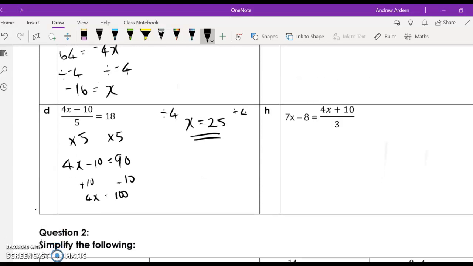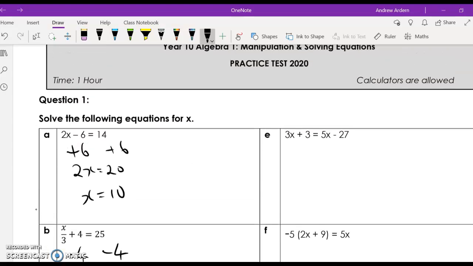Letter E. This is where I have x's on both sides, collect them together on one side, so I will take away 3x from both sides. Not to say I couldn't have taken 5x from both sides, that would still work. On the left, I'm left with 3. On the right, I'm left with 2x minus 27.